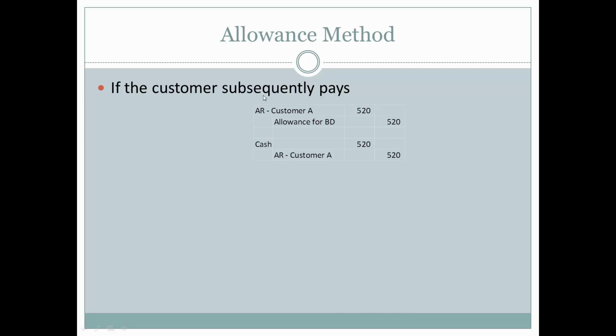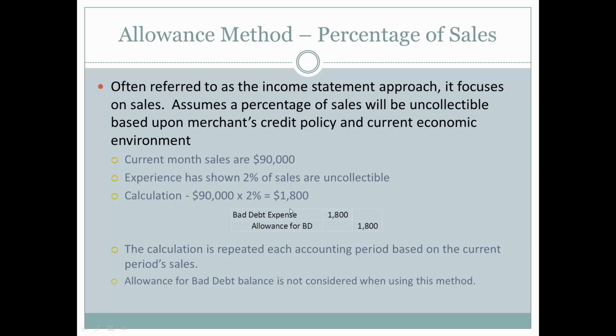If the customer does subsequently pay, again, we will reverse this part of the allowance that we originally did. So we will debit the accounts receivable for the customer to reestablish their account. We will credit the allowance for bad debts in order to recognize the fact that this was not needed as a bad debt allowance. And then when we record the cash, the accounts receivable for that customer will be shown as having been paid off.